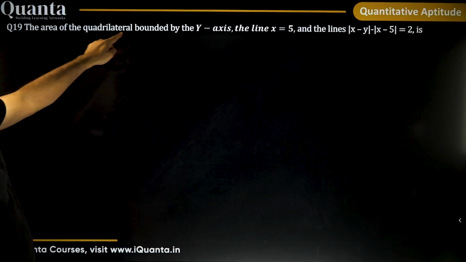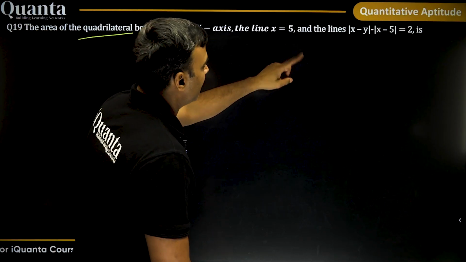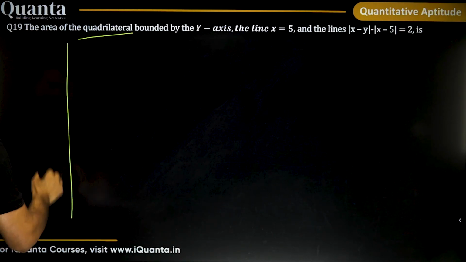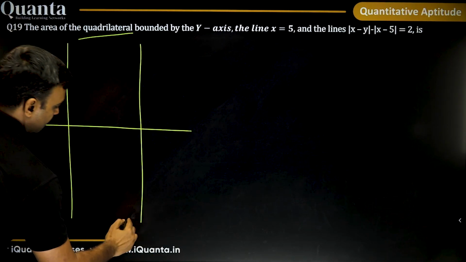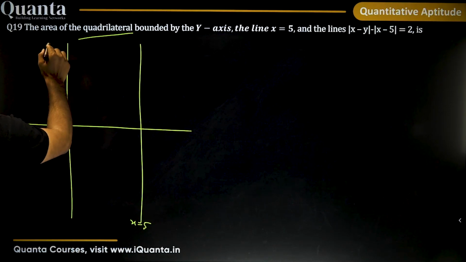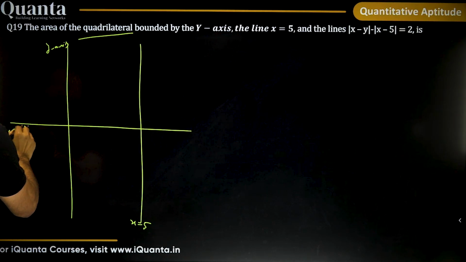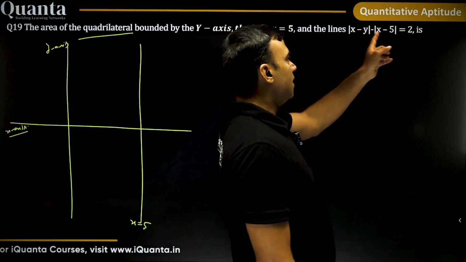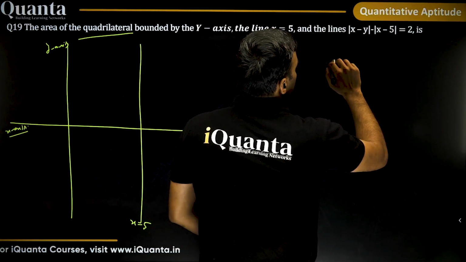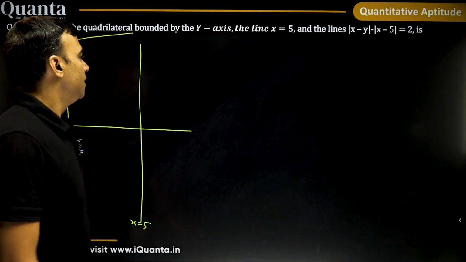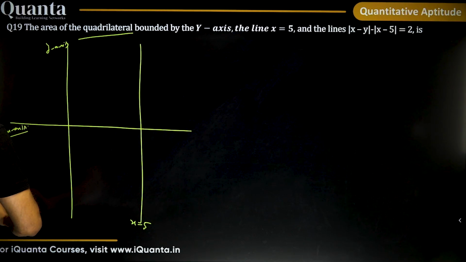Let's see. The area of the quadrilateral formed or bounded by the y-axis, the line x equal to 5 and so on and so forth. So, we have the y-axis, we have the x-axis and x equal to 5. Let's say this is x equal to 5, this is the y-axis, this is the x-axis. Now, this is a very interesting expression, modulus of x minus y minus modulus of x minus 5 equal to 2. You see, if I have x minus y, so where is x minus y? Let me draw x minus y equal to 0.